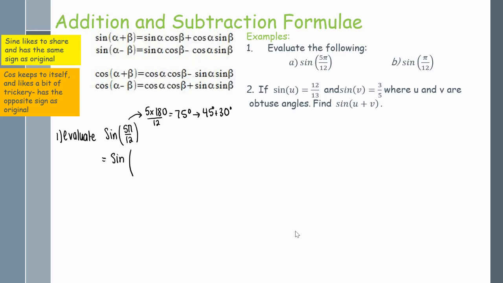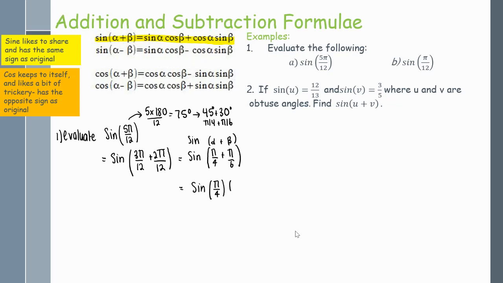So let's rewrite it. Sine 5 pi on 12 can be broken down to sine of 3 pi on 12 plus 2 pi on 12. That will give me 5 pi on 12, and 3 pi on 12 will simplify to pi on 4 or 45 degrees, and 2 pi on 12 simplifies to pi on 6 or 30 degrees. Now I'm going to label my pi on 4 as alpha, my pi on 6 as beta, and notice I have a plus sign in between them. So I look at the top of my formula and think, what formula does this work for? It's the very first one, because I have a plus in the middle.